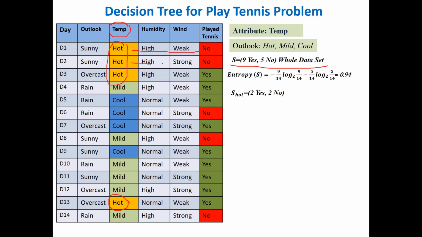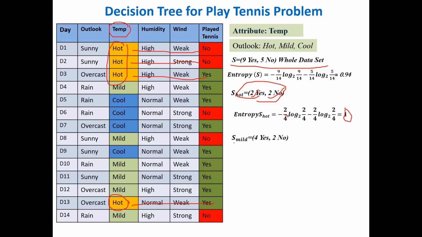These are the negative ones, and these 2 are the positive examples. So the entropy of S hot, out of the total 4 with 2 positive and 2 negative, is minus 2 by 4 log to the base 2 of 2 by 4, minus 2 by 4 log to the base 2 of 2 by 4, which is equal to 1. Now you have to remember one thing: if there are equal numbers of positive and negative examples, the entropy comes out to be 1.